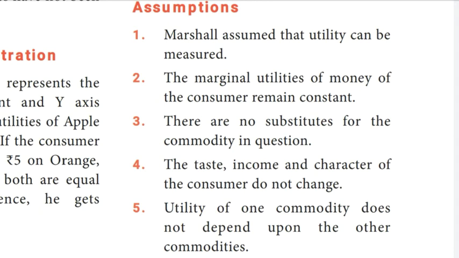Assumptions. Marshall assumed that utility can be measured. Second assumption, the marginal utility of money to the consumer remains constant. Third assumption, there are no substitutes for the commodity in question. Fourth, the taste, income and character of the consumer do not change. Fifth, utility of one commodity does not depend upon the other commodities.